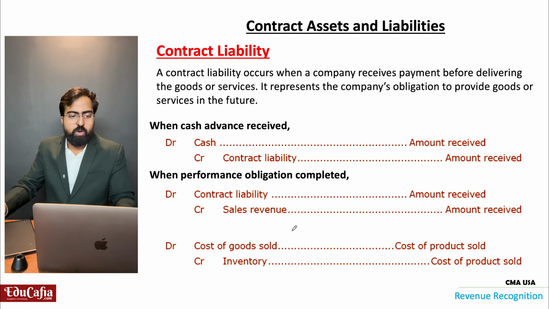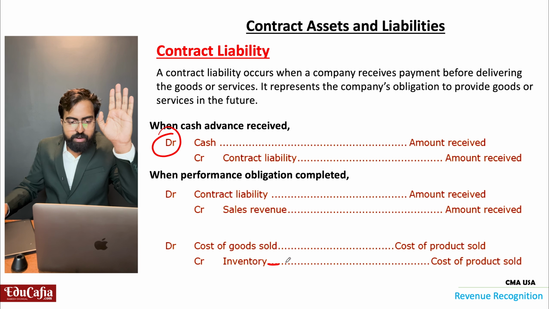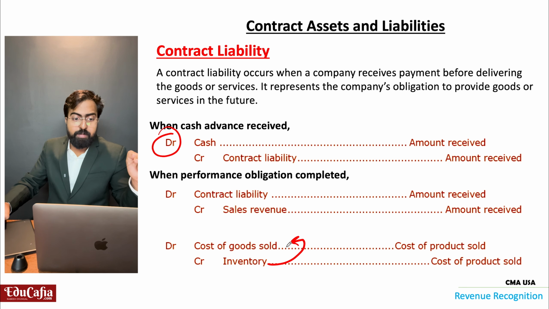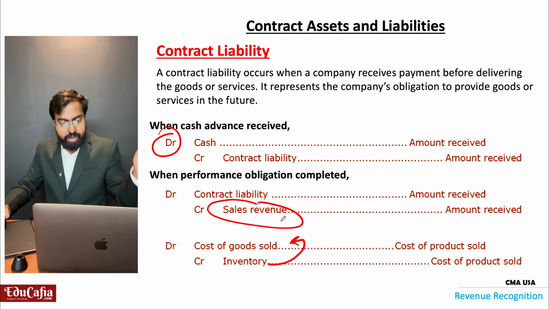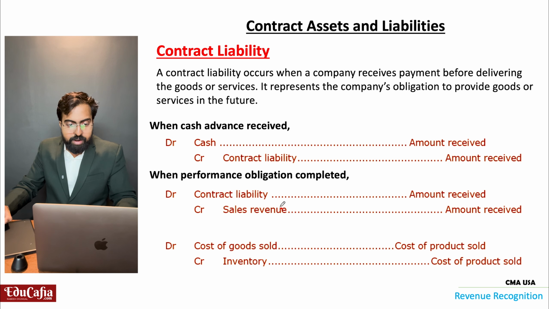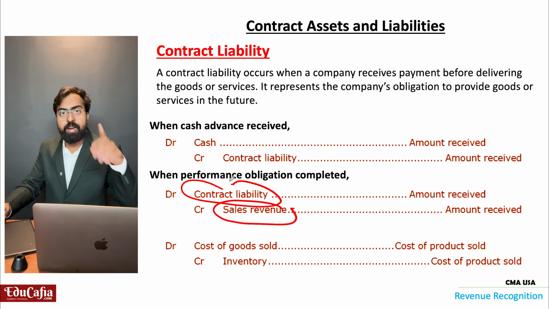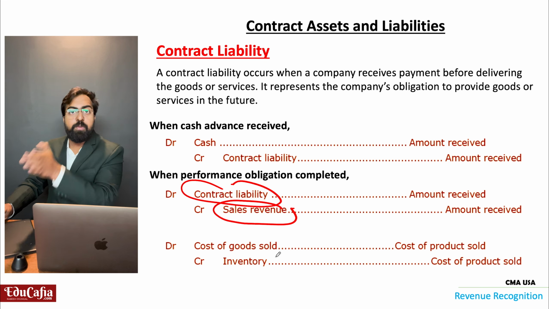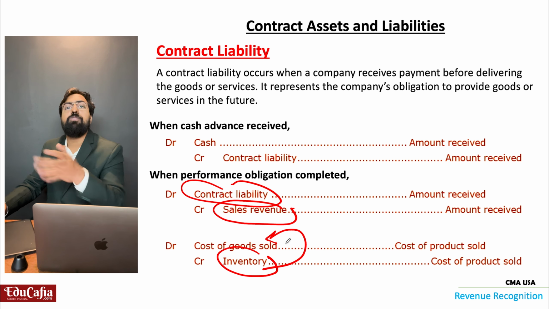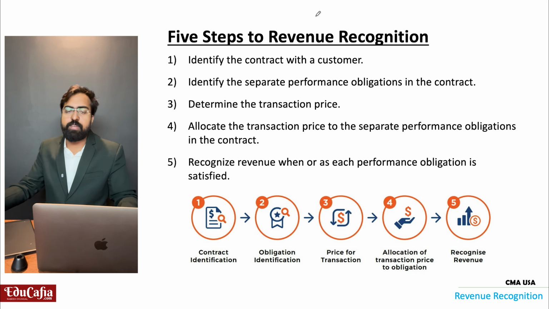Got it? So when I receive the cash, at that time I can't move inventory to cost of goods sold. It is against the matching principle. When I am considering it as sales revenue, when the performance obligation is completed, at that time I will consider whatever is in the contract liability as sales revenue. At the same time, whatever is in the inventory, I will convert to cost of goods sold. Okay, this is contract liability and contract asset.